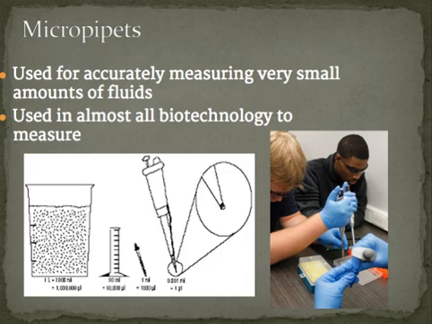Micropipettes are used for measuring very small amounts of liquid, and they're used in almost all biotechnology research and laboratory work. So this is one of the skills that's going to be really great to have, and it's really good for you to build on throughout this unit.